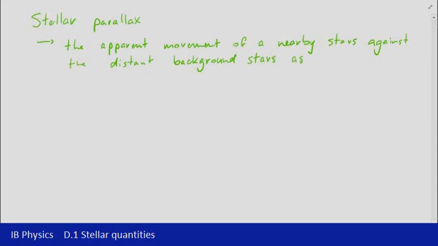They always appear to be in the same position, but some other stars that are closer to us appear to move backwards and forwards as the Earth moves around the sun over the course of a year. So we're not talking about what happens in one night. We're talking about what happens as the Earth moves around the sun over the course of a year.